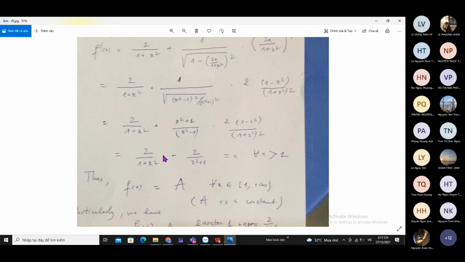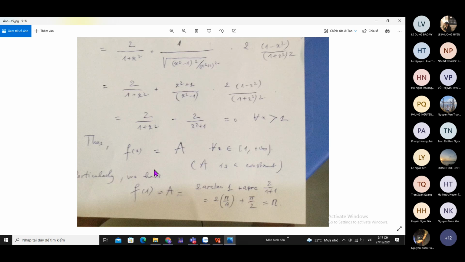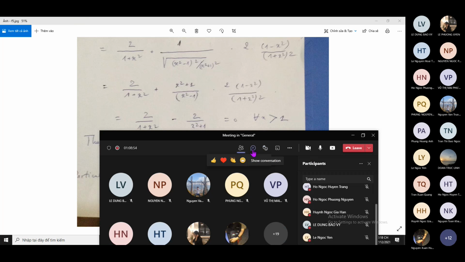Why? Because here I can evaluate f of 1 easily. Just twice tan inverse of 1 plus sine inverse of 2 over 1 plus 1, which means 1. So it gives you 2 times pi over 4 plus pi over 2, which gives you pi. What we expected. Sine inverse, correct it. I just write something like arcsine inverse, correct it here like this. Now let me write it down.